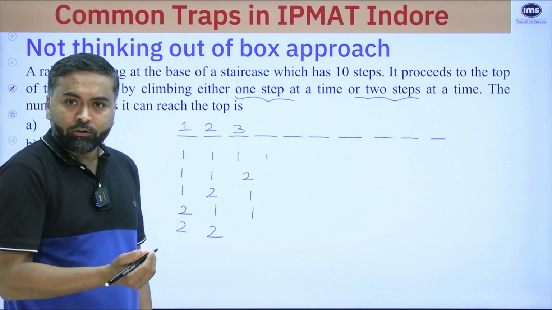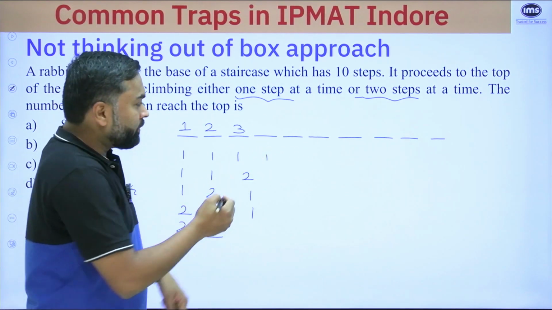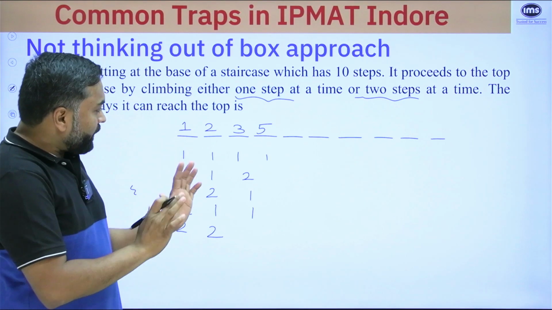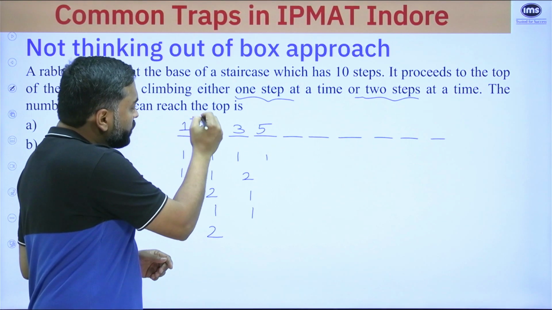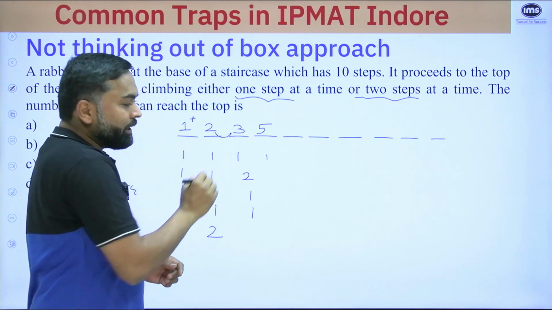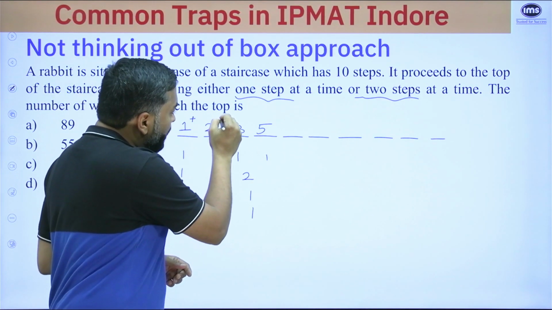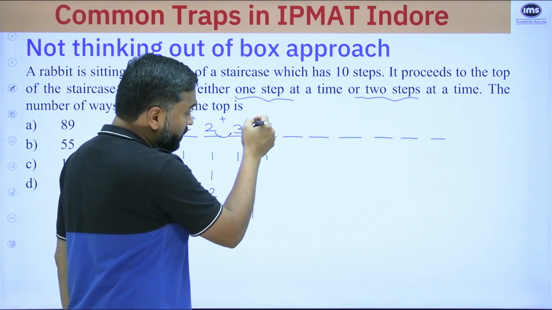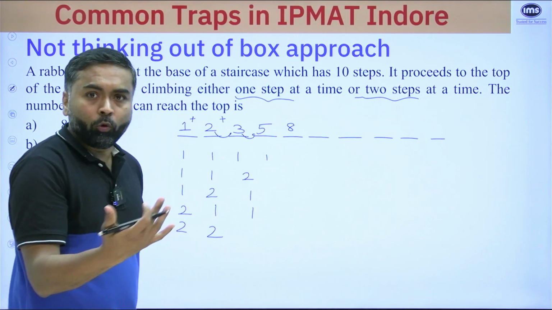So how many ways can you reach the fourth step? There are 5 ways. Basically, if you look at it now, 1 plus 2 is 3. 2 plus 3 is 5. So now to reach here, there are 8 ways of doing it.